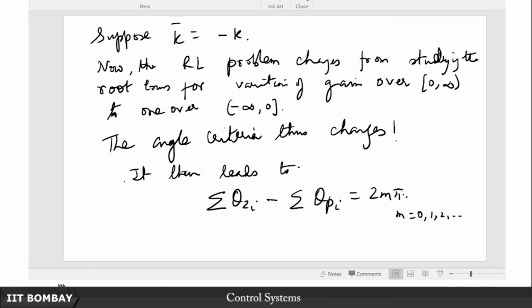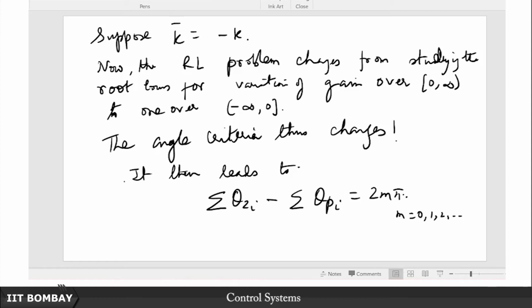Number of open loop zeros, finite open loop zeros, is m. So, m of those branches will terminate at those m zeros, but n minus m of them will have to go to infinity. Remember we are varying k from 0 to minus infinity. So, the direction in which you draw the arrowhead depends on what convention you are considering. Are you considering the convention to be such that k changes from 0 to minus infinity, or are you considering the convention as k changing from minus infinity to 0?